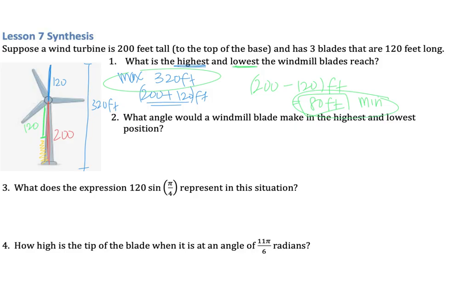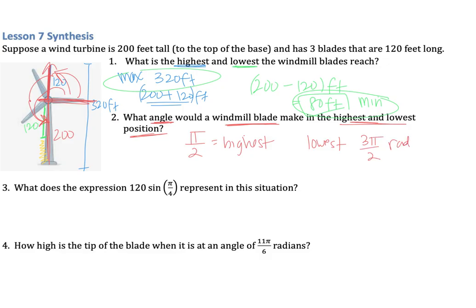Okay, the next part. What angle would the windmill blade make in the highest and lowest position? Well, in the highest position, it's pointing straight up, so that would have rotated how far? Remember from the positive x-axis, it rotates pi over 2 units, so that's for the highest. It would have rotated an angle measure of pi over 2 radians. For the lowest, it's rotating around to this, so what is that going to be? Well, it's pi over 2, pi, and then 3 pi over 2. So the lowest would be 3 pi over 2 radians.